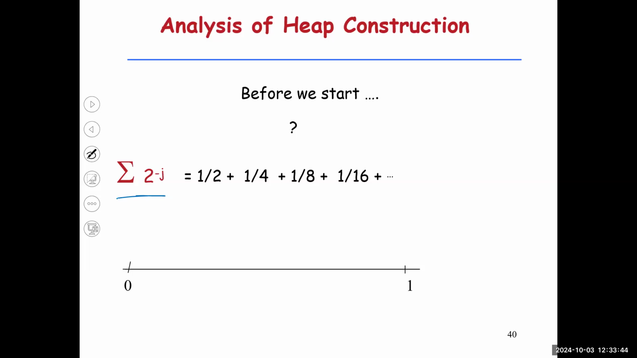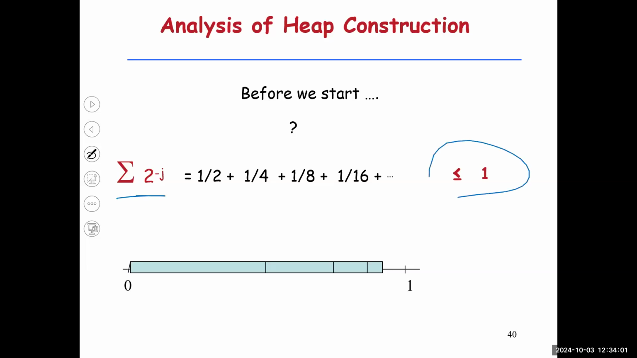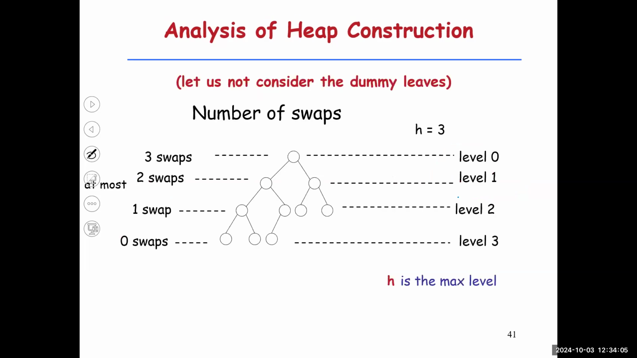Why? Because each time we're dividing by 2. So I have a half, and then the next time I'm adding the half of my half, and the next time the half of this half. If I continue doing this till infinity, I'll reach 1. That means we prove this is less than or equal to 1. So just keep this math rule in your head before we move on.